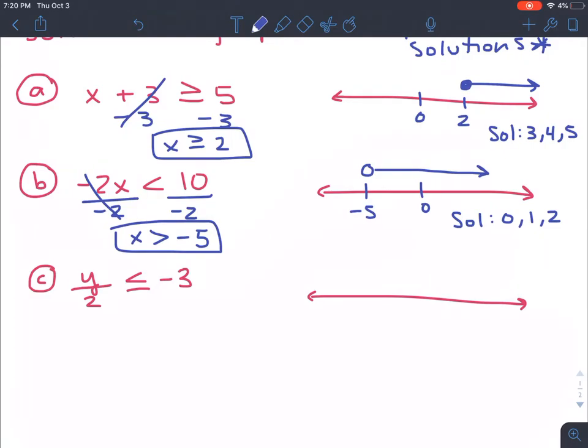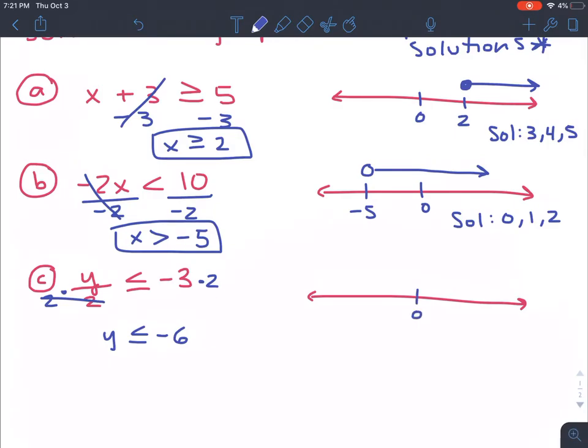On the last one, I have to get y alone. Right now it's being divided by 2, so I'm going to multiply by 2. Again, if I'm multiplying by a negative, I flip my sign. But on this one, I'm multiplying by a positive, so my sign is not going to change. I get -3 times 2, which would be -6. So y has to be less than or equal to -6.